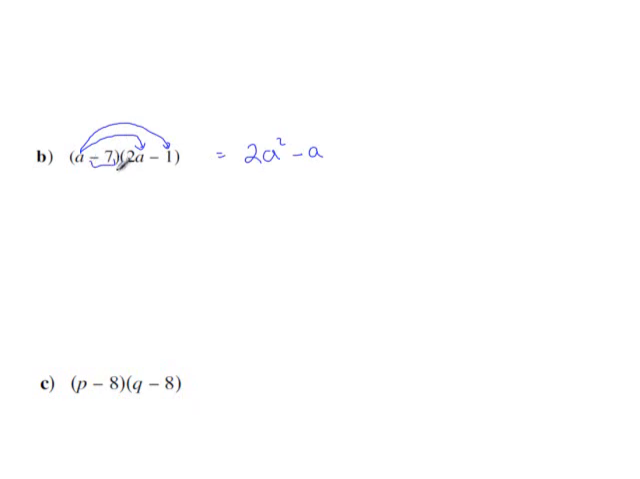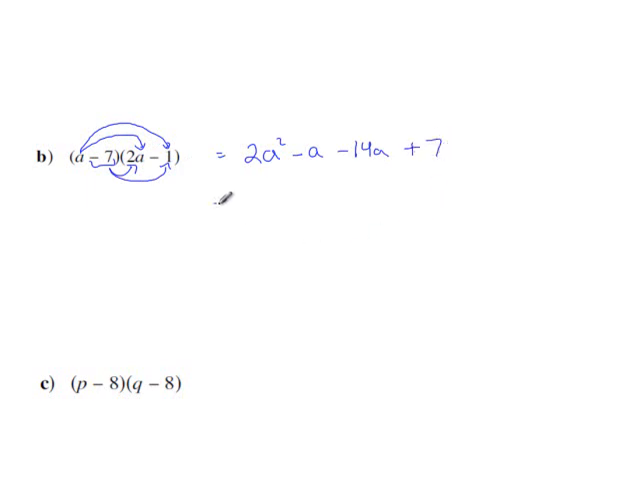Then negative 7 times 2a. Negative 7 times positive 2 is negative 14, so you get negative 14a. And negative 7 times negative 1. A negative times a negative becomes a positive, so you get positive 7.